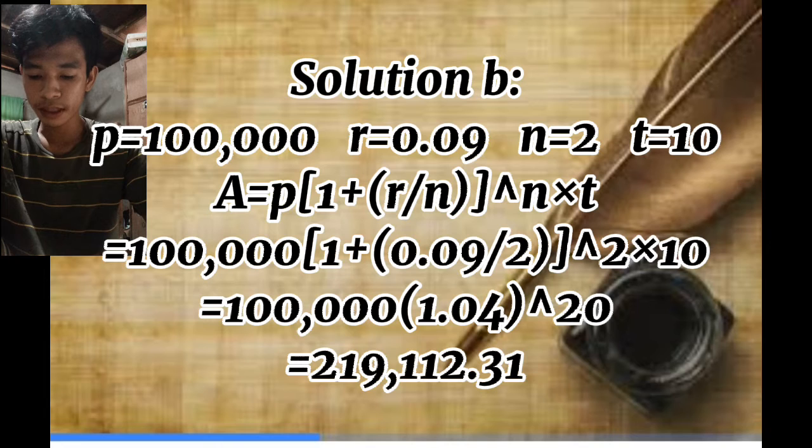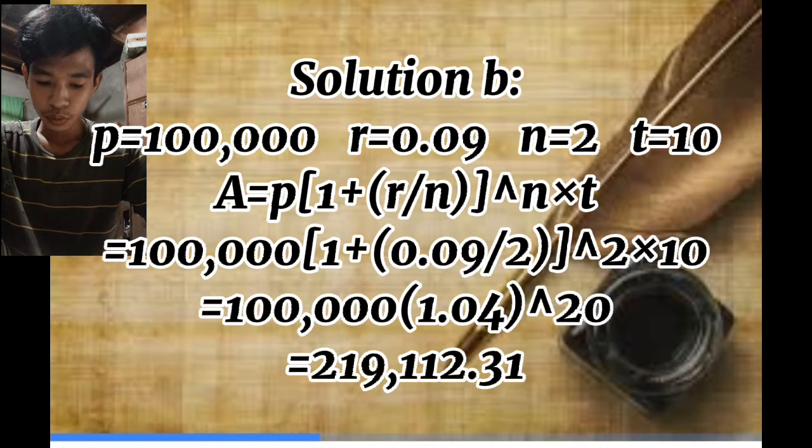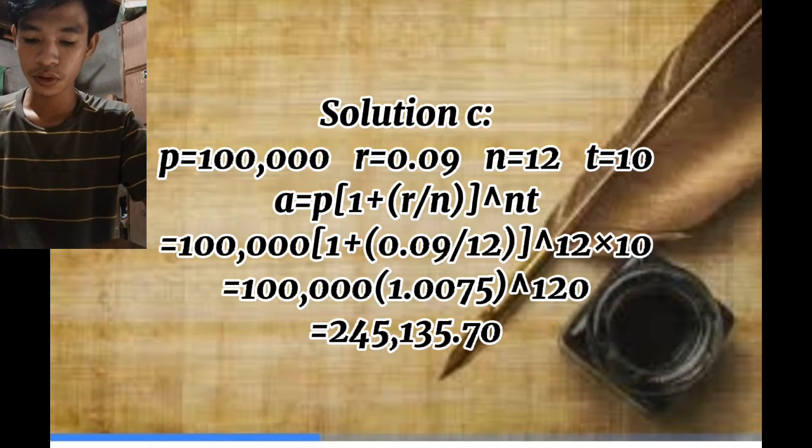So, A equals P times 1 plus r over n raised to nt. So, let's input their values. We have 100,000 times 1 plus 0.09 over 2 raised to 2 times 10. So, what we will do, guys, is copy 100,000 below. Then, 0.09 divided by 2, we have 0.045. Plus 1. Then, 2 times 10. So, we have 100,000 times 1.045 raised to 20. So, 1.045 raised to 20 times 100,000. So, we have 219,112.31.